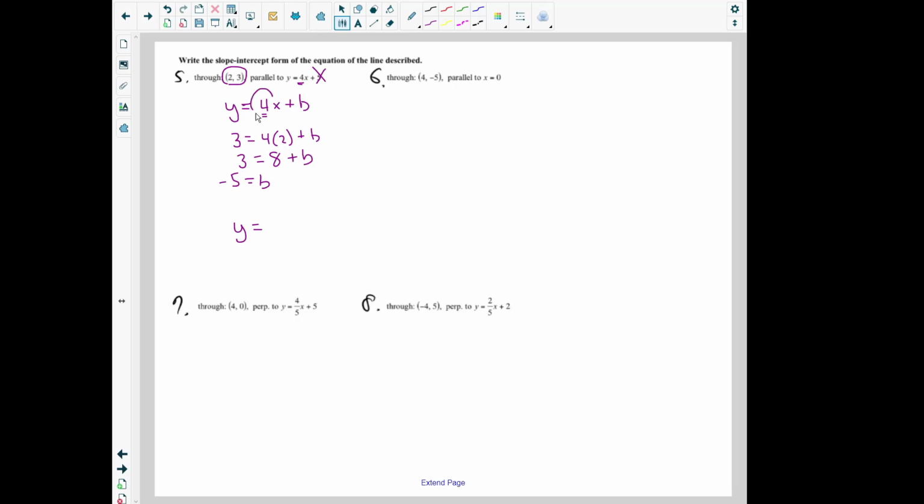So the final answer is y equals 4x, that's the slope I got in the very beginning, which I just took from the other line because they have the same slope. And then my new b for our line is negative 5.